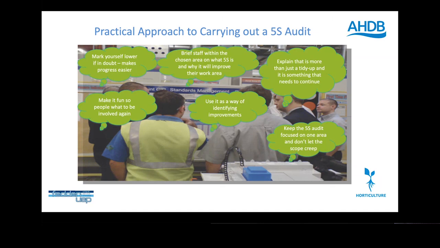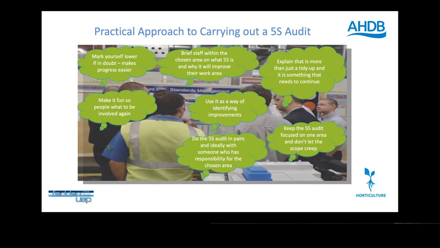Because the risk is if you do spread the size of the area that you're looking at, you'll dilute your resources down and you'll not make any significant improvements. So by picking one focused area, focusing your efforts on that, you've got a greater chance of sustaining the improvements and making it look really visual.